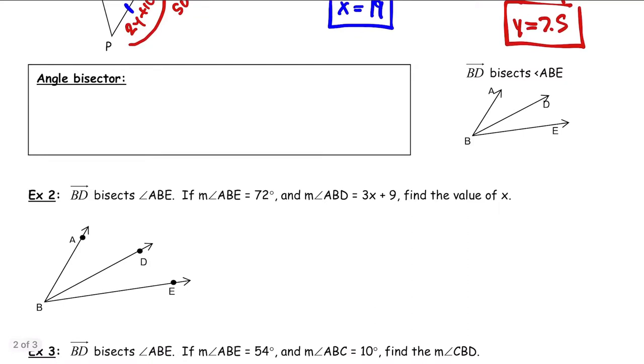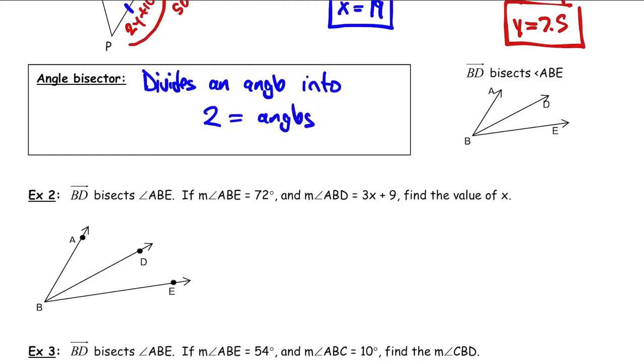The next definition is going to be an angle bisector. Well, kind of like a segment bisector divides a segment into two congruent parts, an angle bisector divides an angle into two equal angles. So over on the right, it says BD bisects angle ABE. So BD is this ray, bisects the angle, which means these two angles are going to be equal. Angle ABD equals angle DBE.